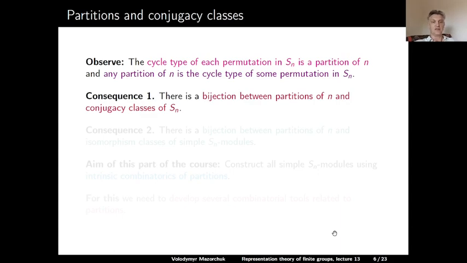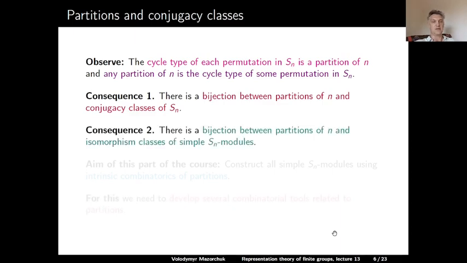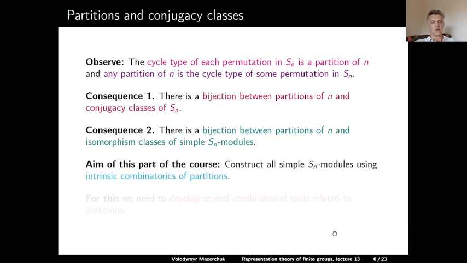Now, from our general theory, we know that there is a bijection between partitions of n and isomorphism classes of simple Sn modules. So the aim of this part of the course is to construct all simple Sn modules using intrinsic combinatorics of partitions. And for this, we need to develop several combinatorial tools related to partitions.